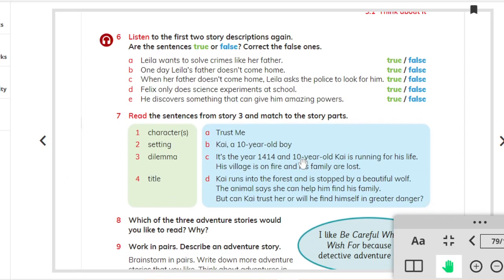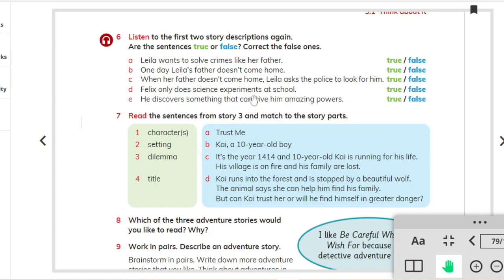Now, Layla wants to solve crimes like her father. Yes, definitely true. One day Layla's father doesn't come home. True. When her father doesn't come home, Layla asks the police to look for him. Do you think she asked the police or she wants to find him herself? So I would say false.